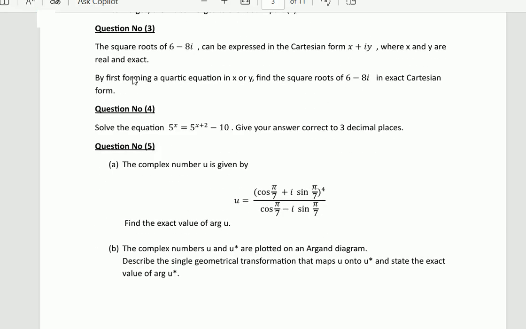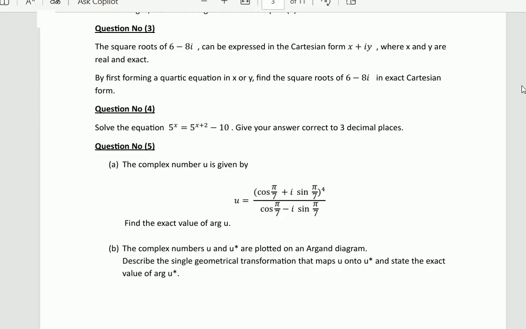Question number 3 is: the square root of 6 minus 8i can be expressed in Cartesian form x plus iy, where x and y are real and exact. By first forming a quadratic equation in x and y, find the square root of 6 minus 8i in exact Cartesian form.